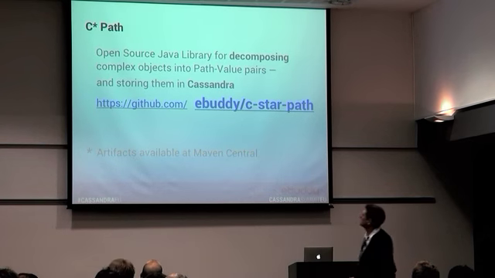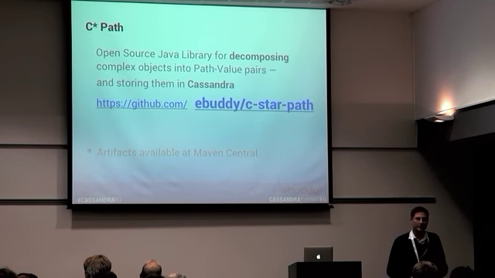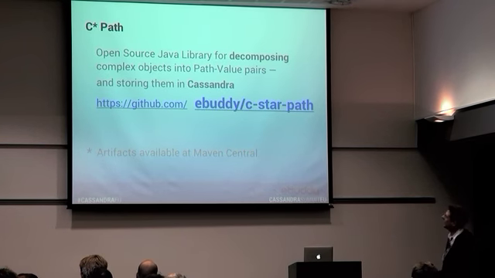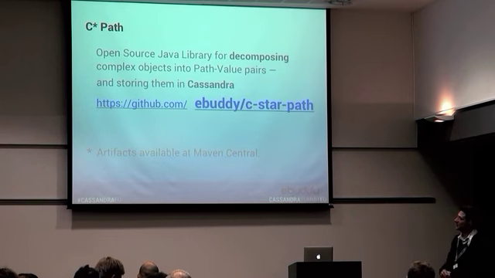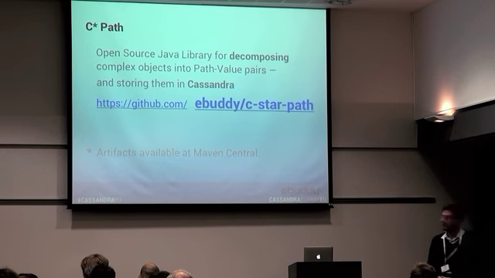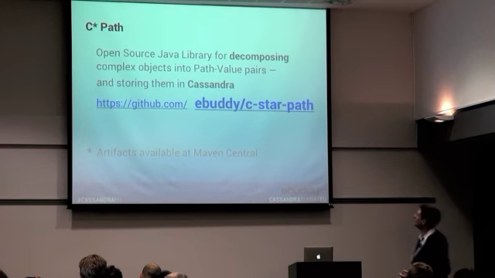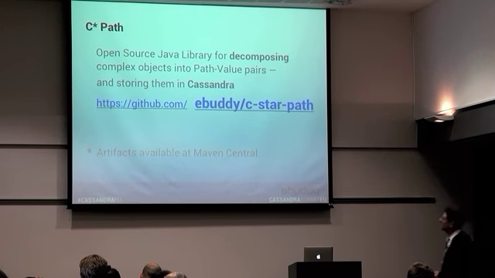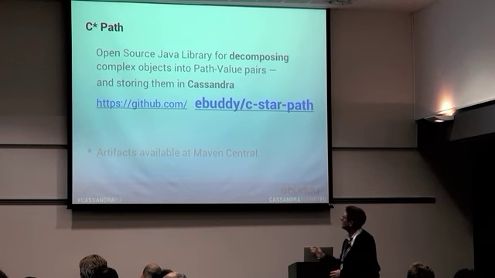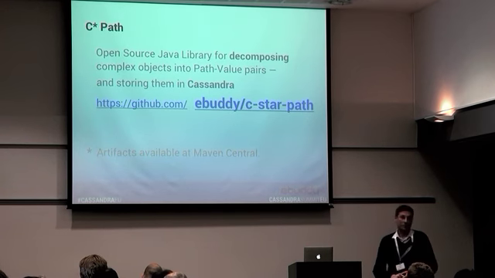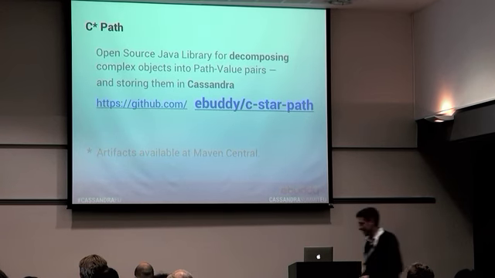Seastar Path is an implementation of object decomposition, which has recently been open sourced. It's available on GitHub at this address, and the artifacts are also uploaded to Maven Central. So it's a library for decomposing complex objects into path value pairs and storing them in Cassandra.